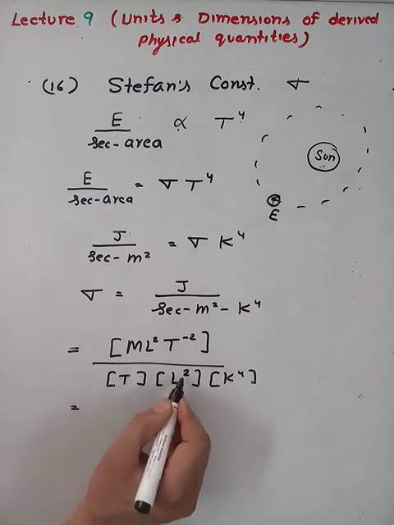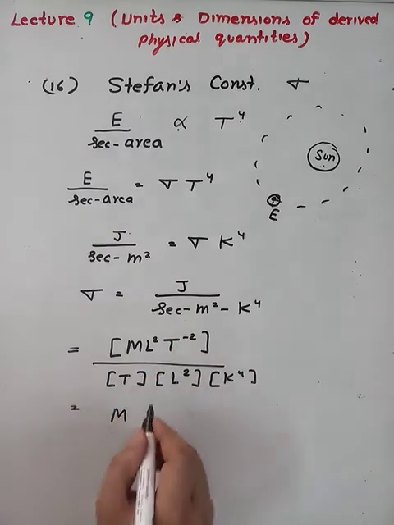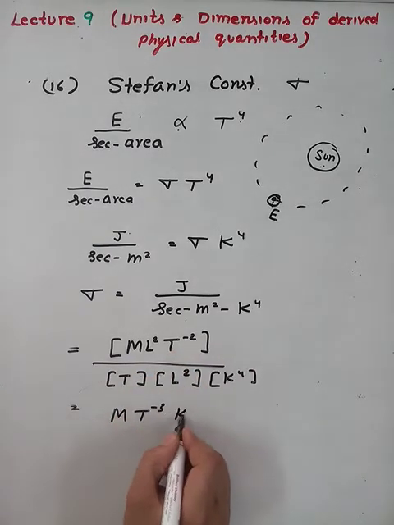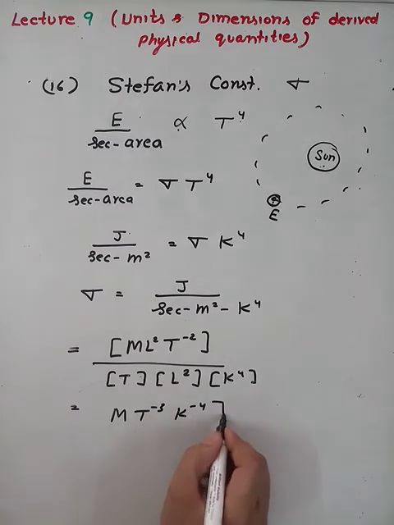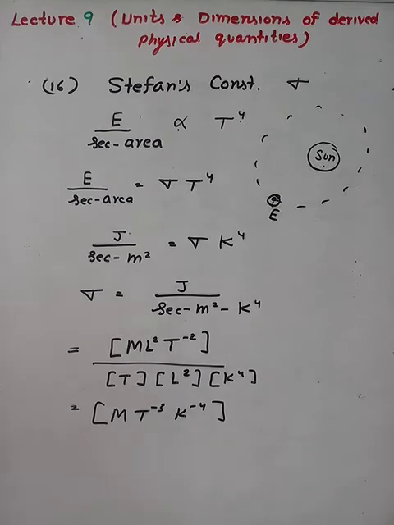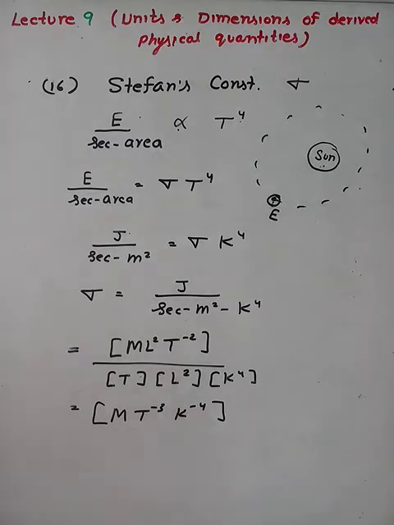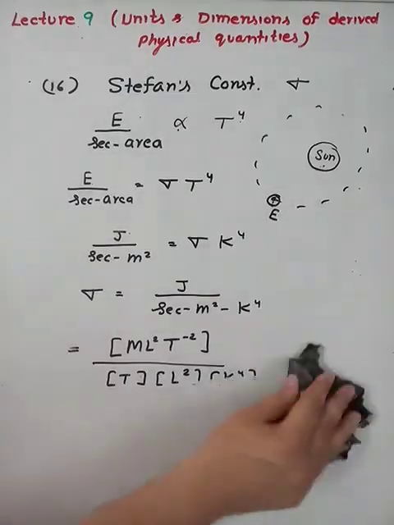When this L2 moves to the numerator, this L2 will cancel out, and when this T moves to the numerator, it is T minus 3 and K minus 4. This is the dimension of Stefan's constant, M T minus 3 K minus 4. K here is the dimension of temperature. This is the 16th one. Next, you can find out the gas constant. Number 17 is gas constant.